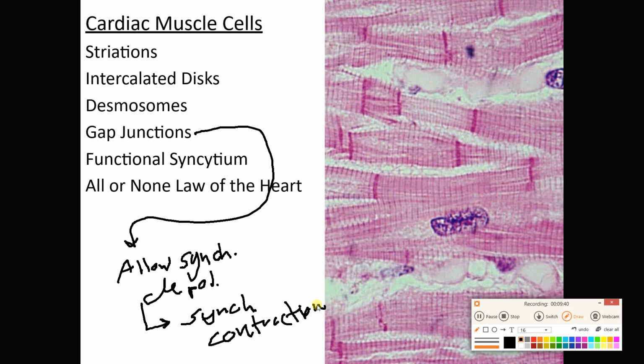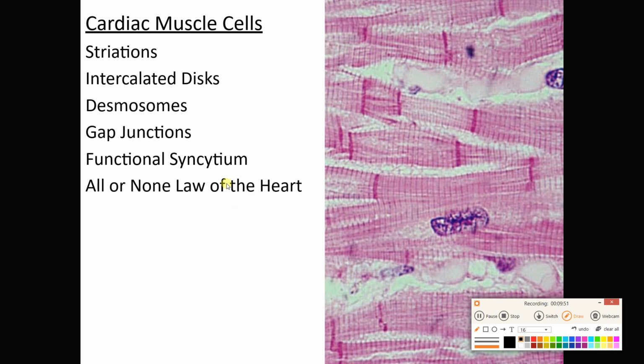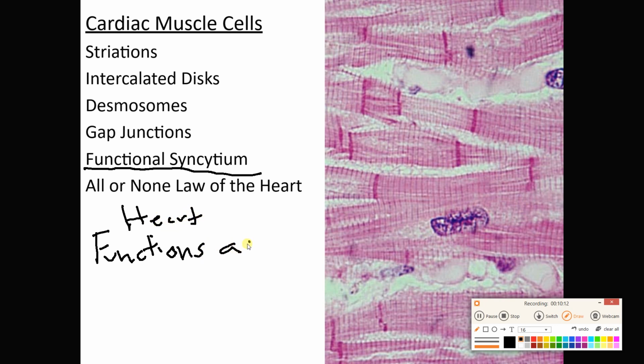And that's the only way we can get these millions of cells to generate the pressure and the force to move blood. Now, because of the gap junctions, the heart is referred to as a functional syncytium. Functional. Think about the word function here. This means the heart is going to function. I'm going to write heart. The heart functions as one big unit.